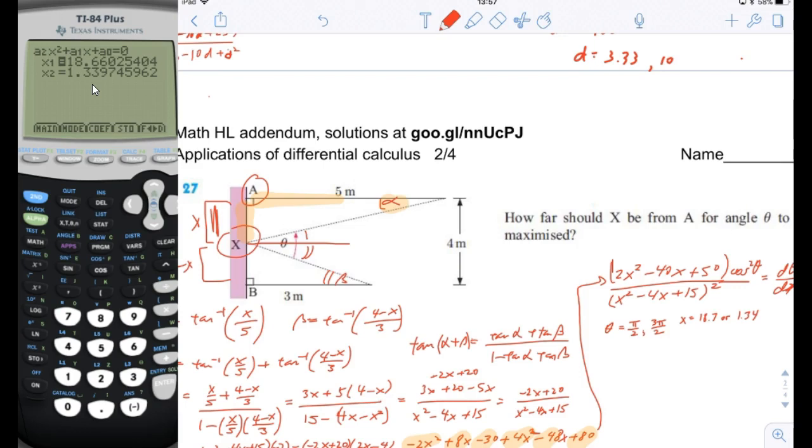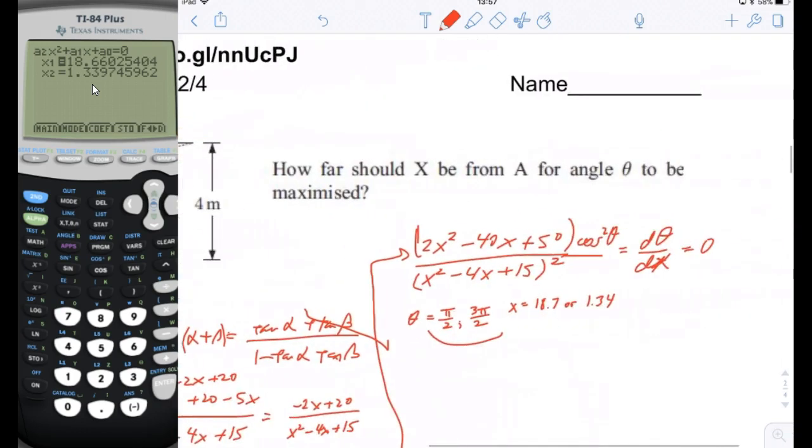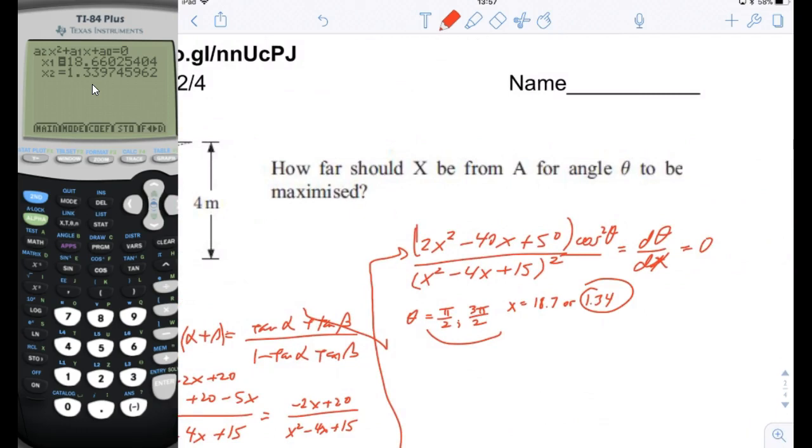Now what about the answers we have for theta here? Theta equals pi over 2. From the picture it doesn't look like that's possible. I mean, how could you have an angle theta that was bigger than 90 degrees? No, that's not going to happen either. So none of the angles are helpful here. Only 1.34 meters is a possible answer.